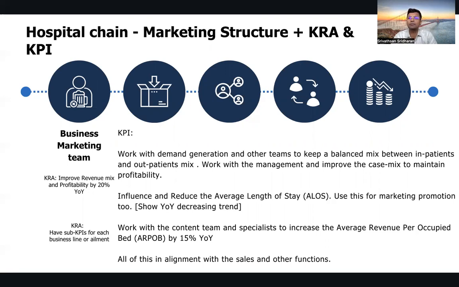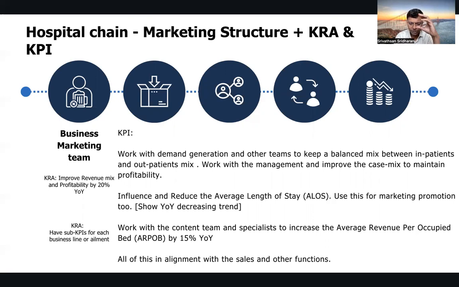Then with the business marketing team, can they work with the hospital operations team and doctors, and reduce the average length of stay, so that they can go and market it, saying that you get your operation done, or you get your minor surgery or procedure done, and you can walk out in 2 hours. There is no need for you to stay for 2 days or 3 days. So how can that actually be a marketing campaign? Work with the content team and specialists to increase the average revenue per occupied bed. Now that's a key parameter.